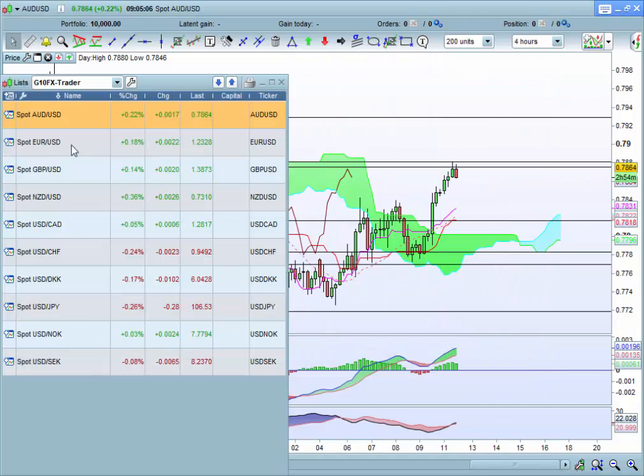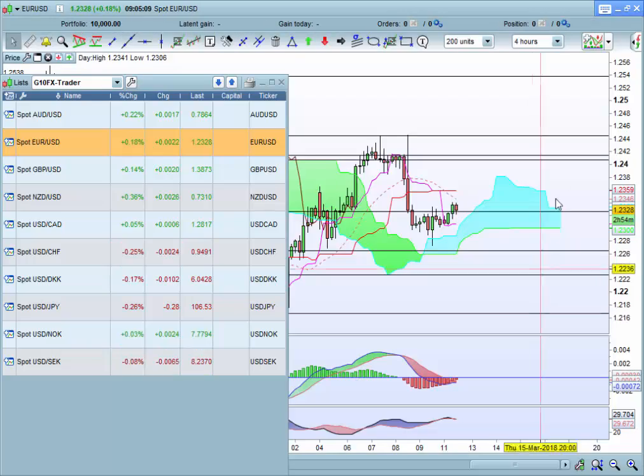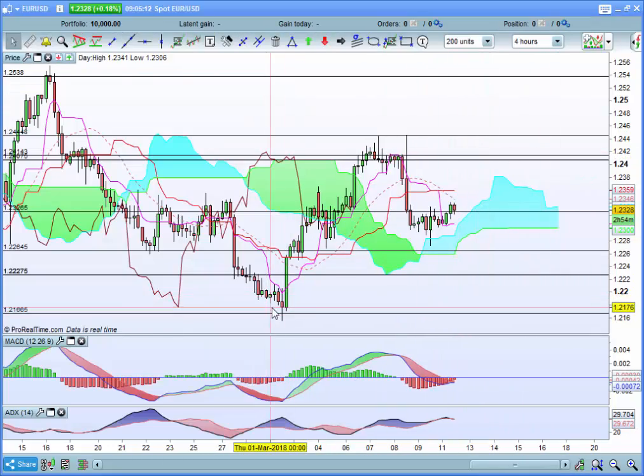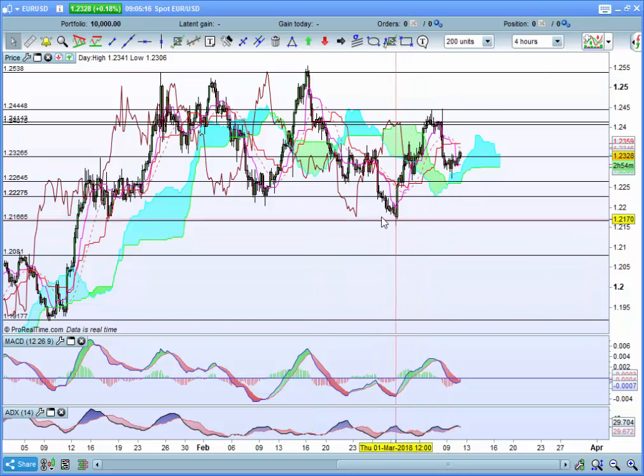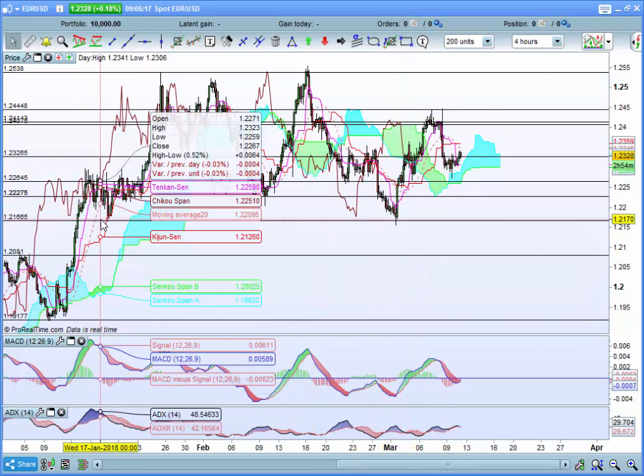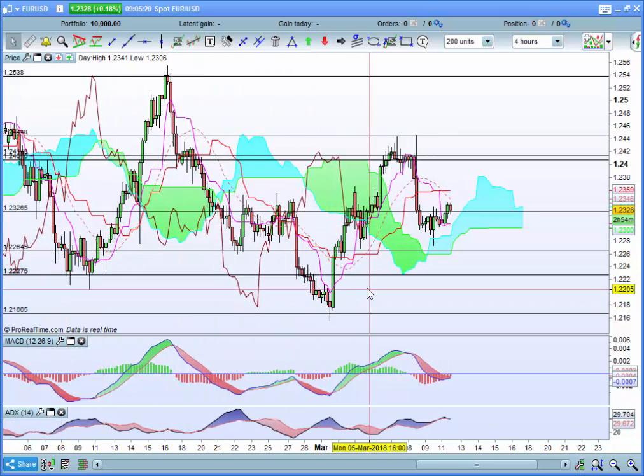Moving on to the next currency pair, Euro US dollar. We can see here it rebounded from old lows. Back here we can see the January lows here. We rebounded nicely from there.